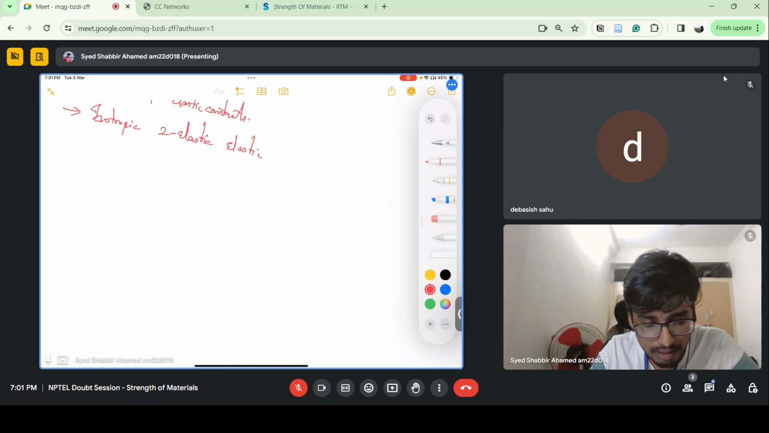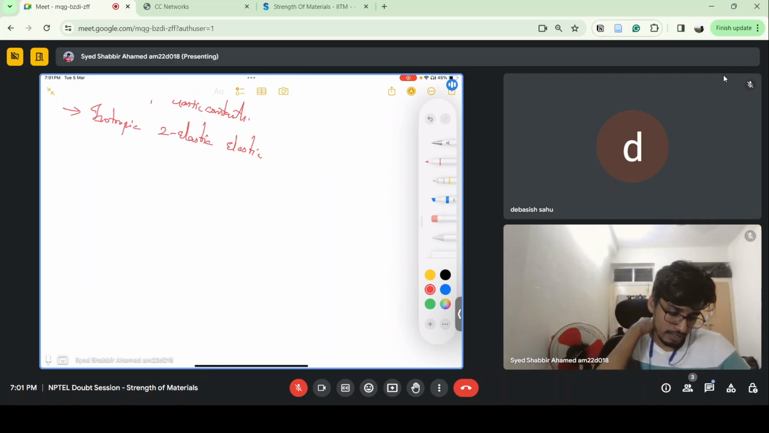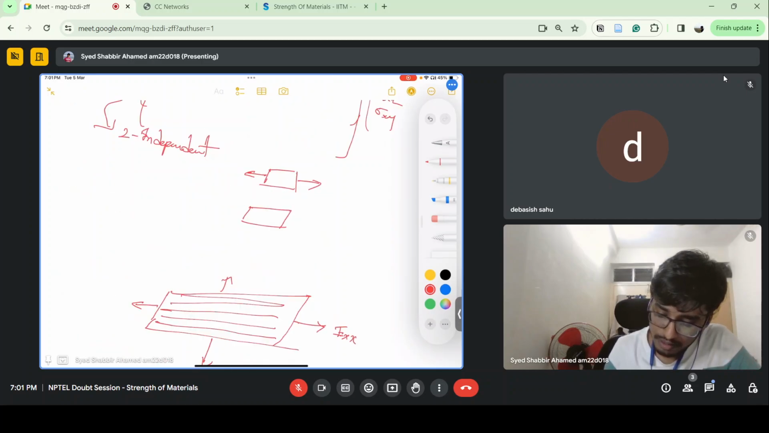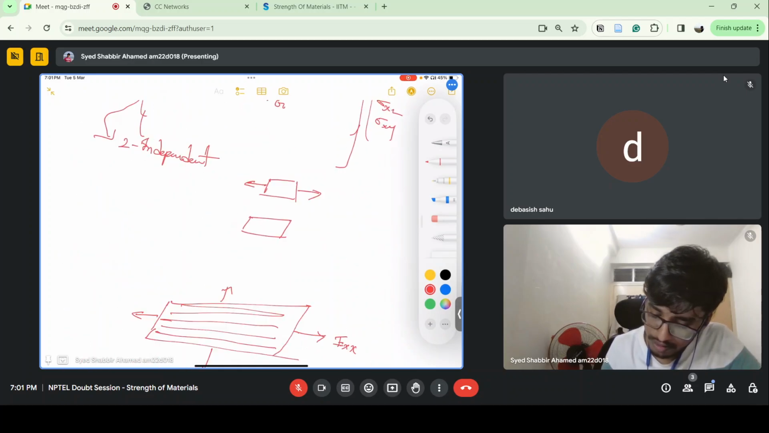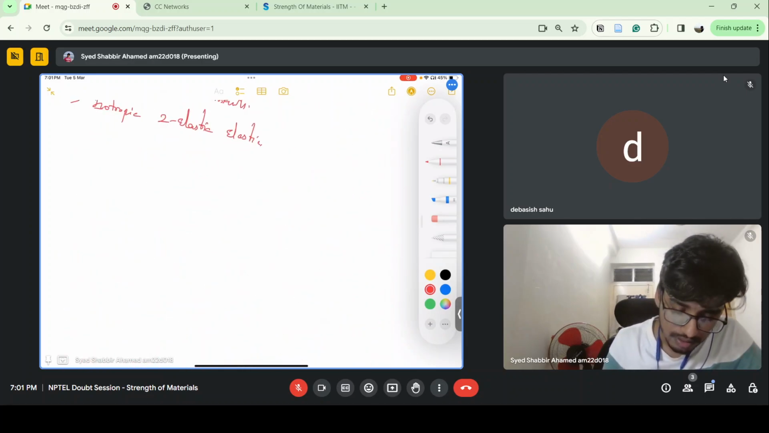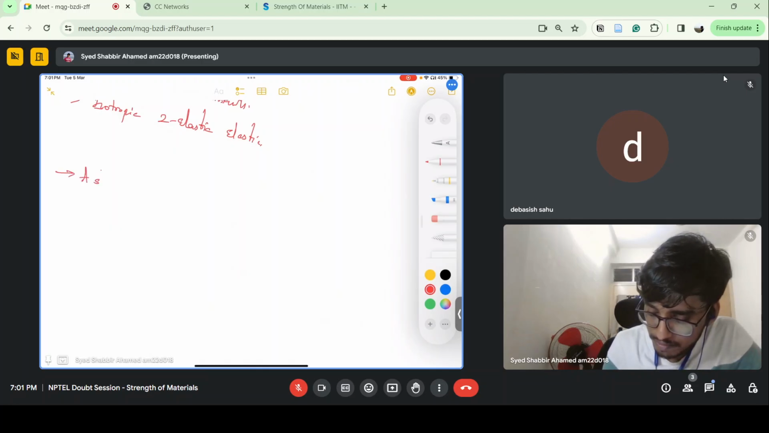Okay, we'll see something on temperature now. Say a steel rod is given, and Young's modulus of steel is given as 220 gigapascal.